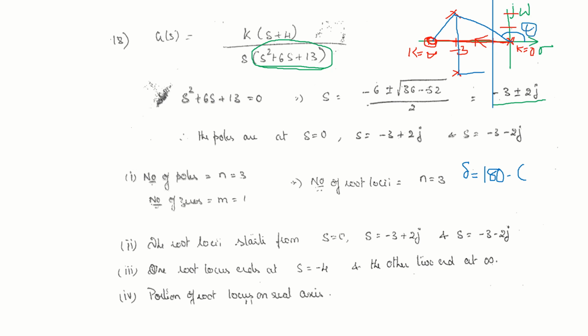Let us say theta p1, let us say theta p3, and this you call it as theta z. So delta is 180 minus theta p1 plus theta p3 plus theta z. Measure these values, substitute, you will get the delta value.